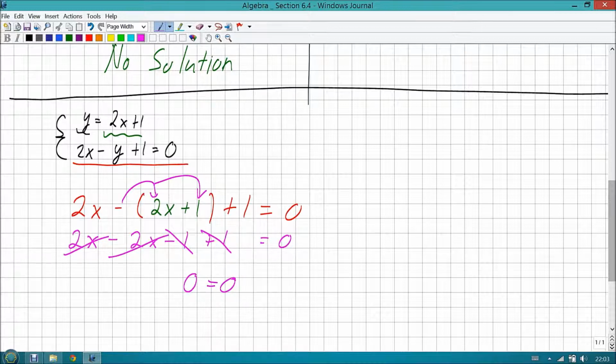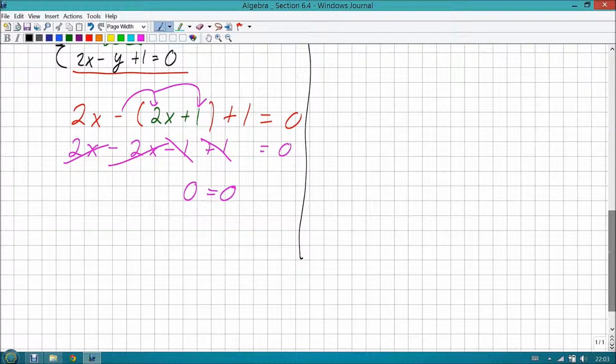So let me ask you another question. When is 0 equal to 0? At this point you should probably be saying, well, Mr. O'Neill, it's always equal. They're the same number. So of course they're going to be equal to each other no matter what. So if they are always equal to each other, what do you think this one's going to be called? That's right, infinite solutions.